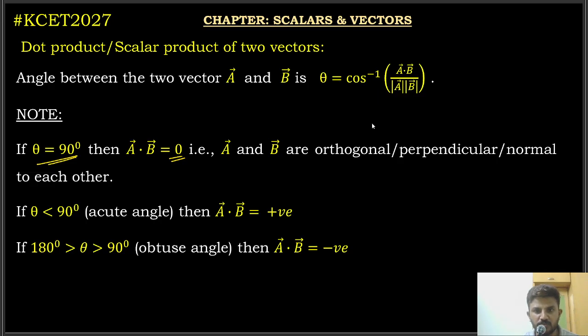Cos 90 is 0. So we'll get A dot B is equal to 0. That means A and B are orthogonal to each other, or perpendicular to each other, normal to each other. This is very, very important for competitive exams. And if theta is less than 90 degrees, A dot B will be positive, and if it is more than 90 degrees and below 180 degrees, that is an obtuse angle, A dot B will be negative.